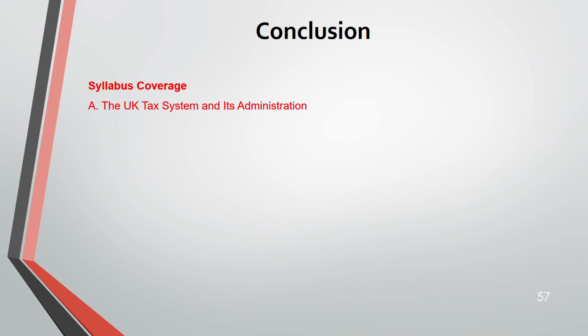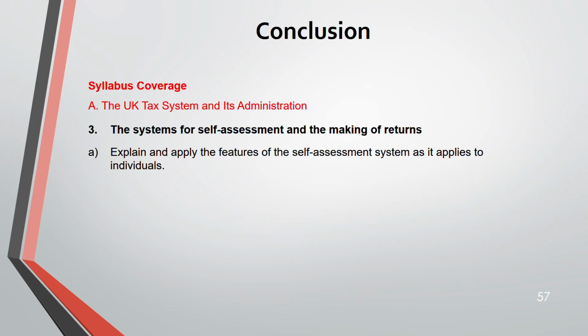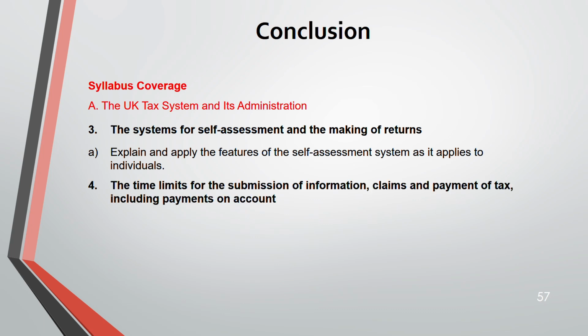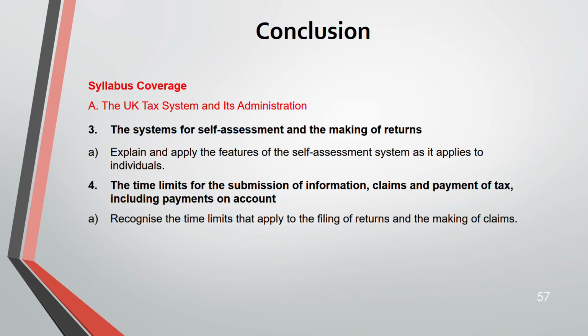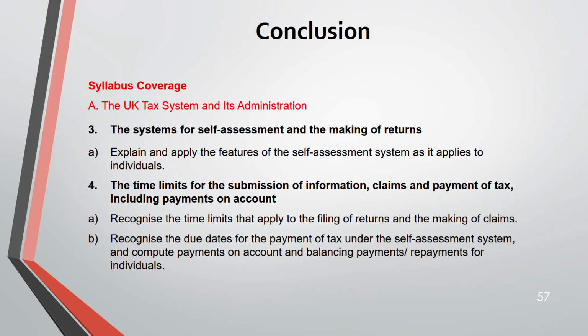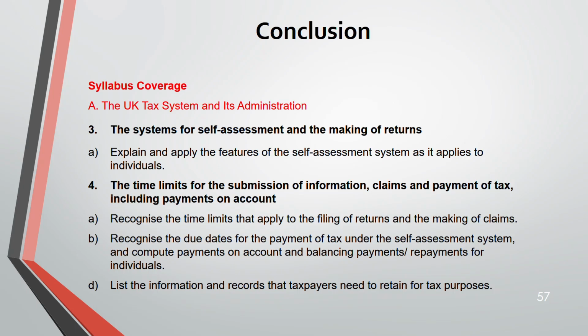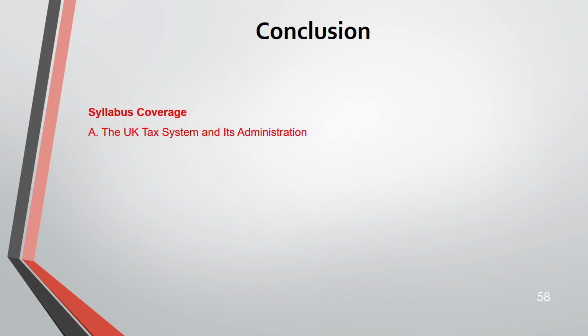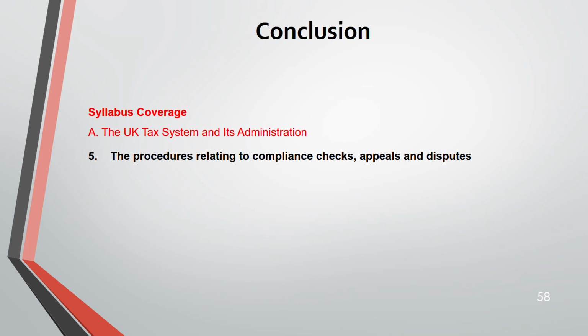From the syllabus, in this lecture we have covered section A, that is your UK tax system. Section 3, where we have explained the features of the self-assessment system, then the time limit for submission of information, claims and payment of tax, including payment on account. So you have to recognize the time limit for the filing of returns and making claims. Then we recognize the due date for the payment of tax and compute payment on account and balancing payment. Then the information that a taxpayer needs to retain. Then the procedure relating to compliance checks, appeals and disputes.